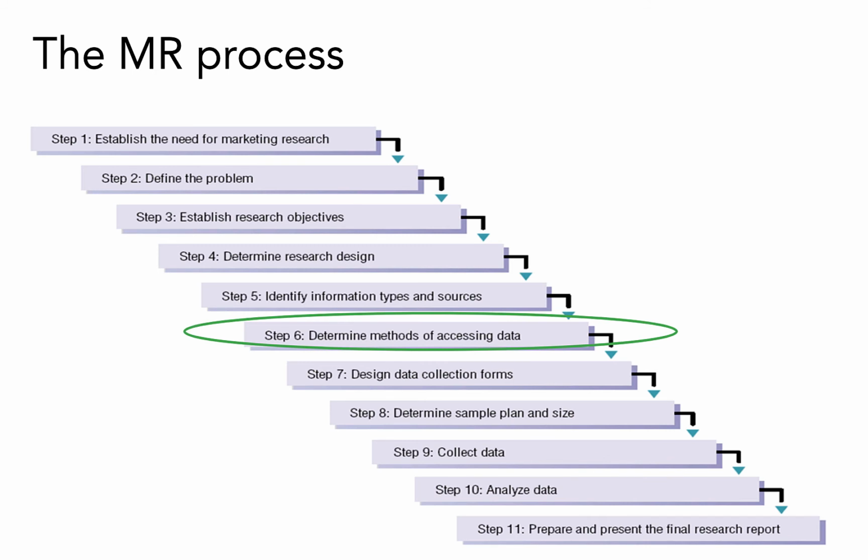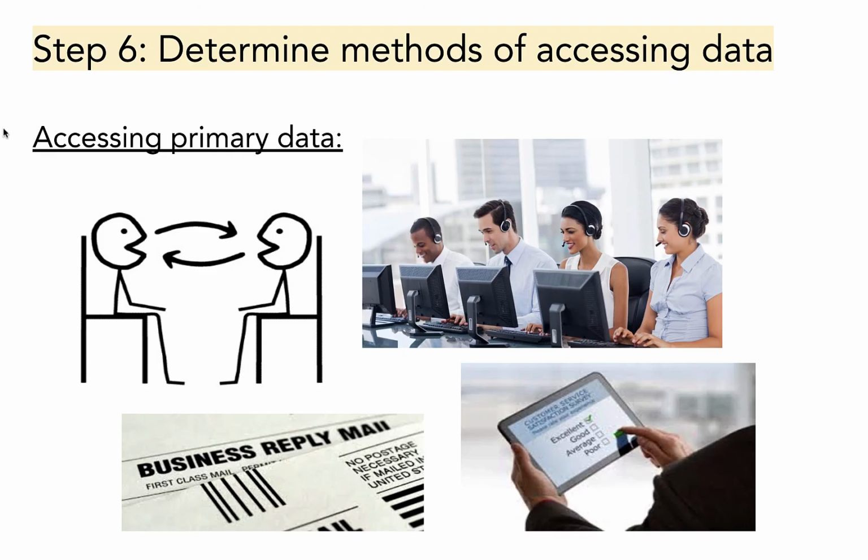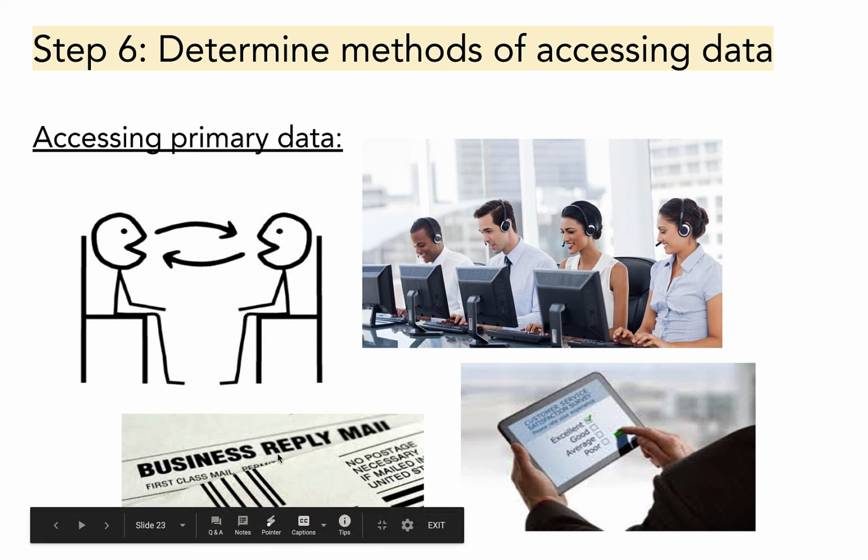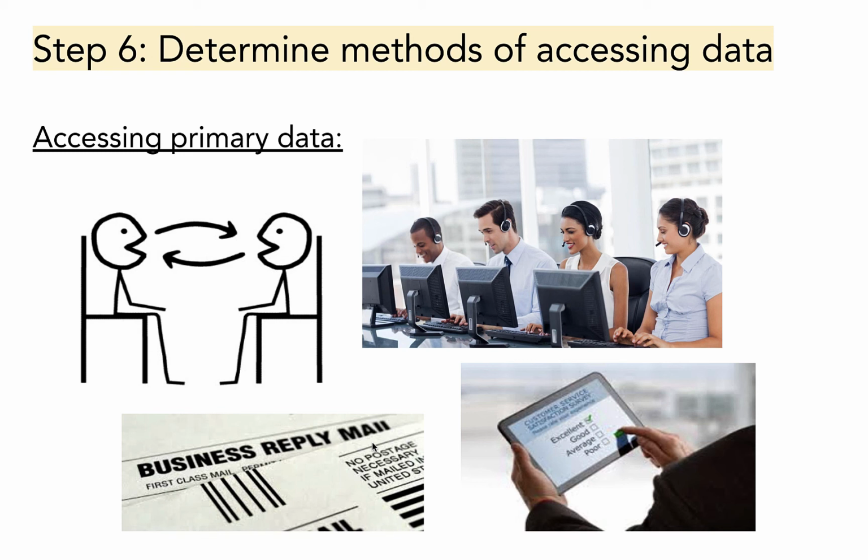Next step is determining methods of accessing data. Specifically, how are you going to get your data? Are you going to access that data by talking with people face-to-face? So basically, are you going to have a face-to-face interview with a person? Are you going to do telephone interviews, online interviews, mail surveys, and so on? So there's several different ways of accessing your primary data. And all of this, again, depends on your research objectives, your research problem, and so on. So it's very tailored to your specific research needs.